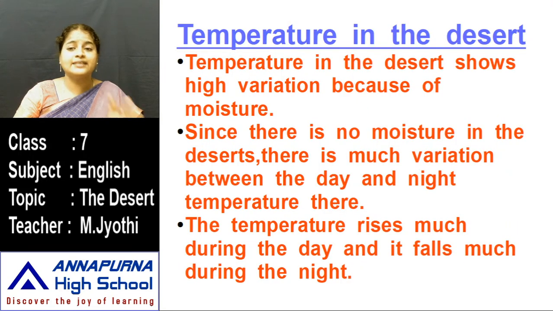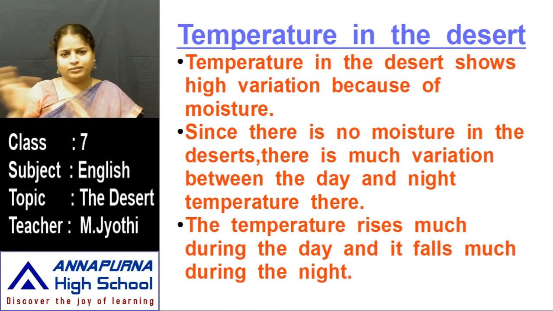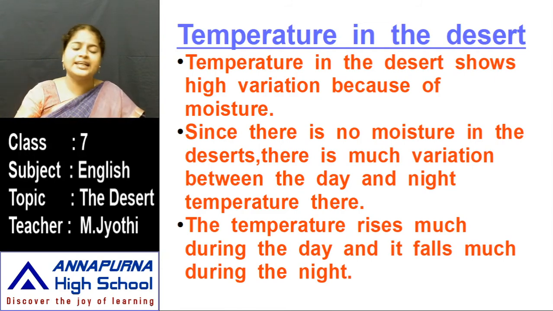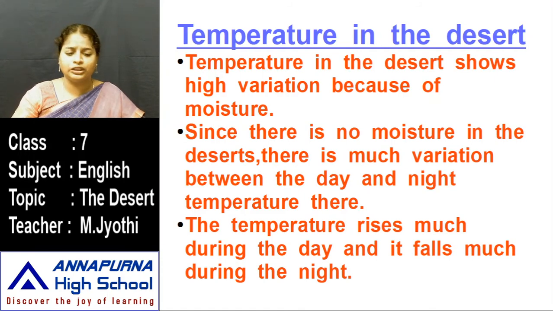But coming to the temperature in the desert, the temperature in the desert shows high variation. There will be lot of changes. Because there is no moisture in the desert, no doubt. There is no moisture. So there is much variation. There are lot of changes in the temperature in the desert, children, between the daytime and night time, because temperature rises much during the daytime and it falls much during the night time. Morning time it's very hot, night time it is very cold. Okay, because there is no moisture in the desert, children. But in our areas we have moisture, but in the desert we don't have moisture.